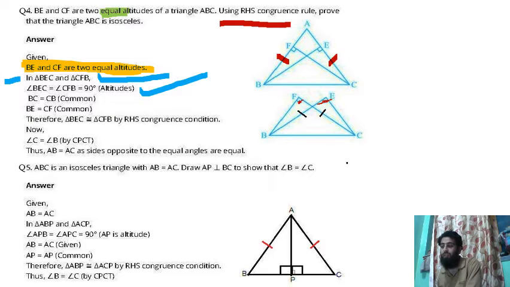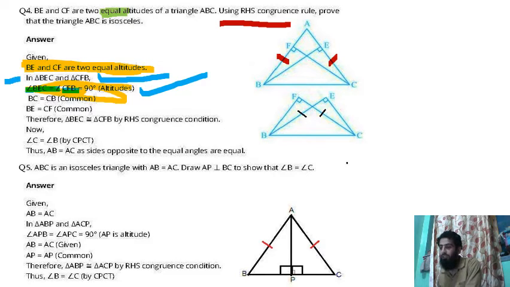I have written them in their full name over here as angle BEC, which simply means this angle E, and CFB, which simply means this angle F over here. I have mentioned that both of them are equal to 90 degrees, that is, they are equal to each other. So BEC equals CFB equals 90 degrees.